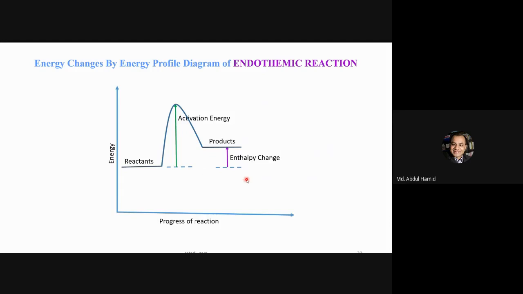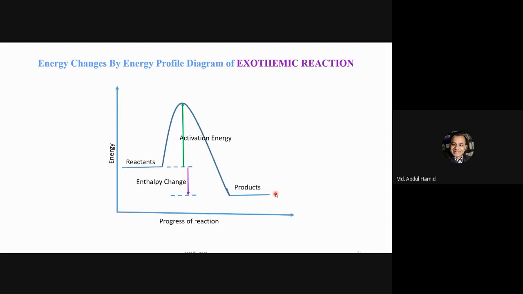This is the enthalpy profile diagram, so you have to show these 4 points. Understand? Level of reactants, products, activation energy, and enthalpy change. But if I ask you to just draw the enthalpy diagram, you don't have to show the activation energy.